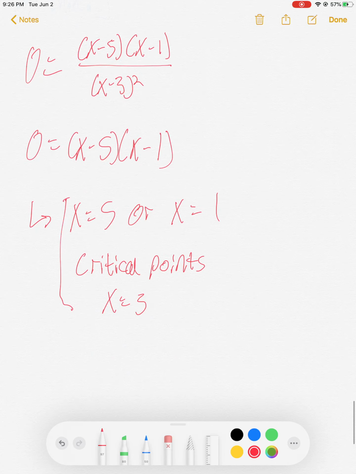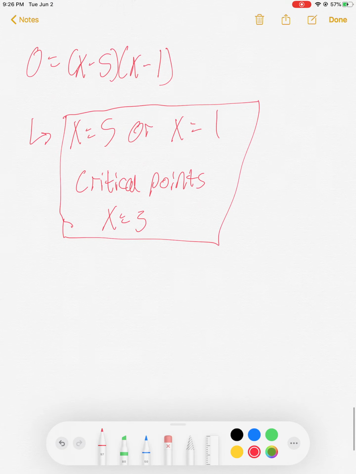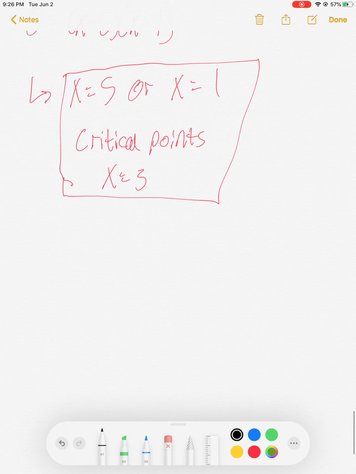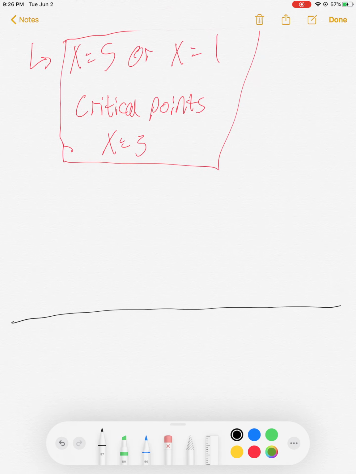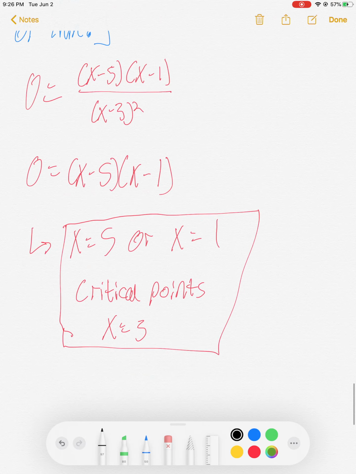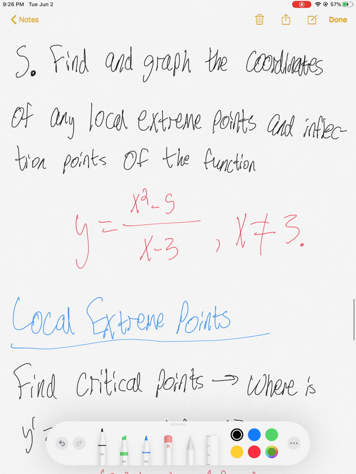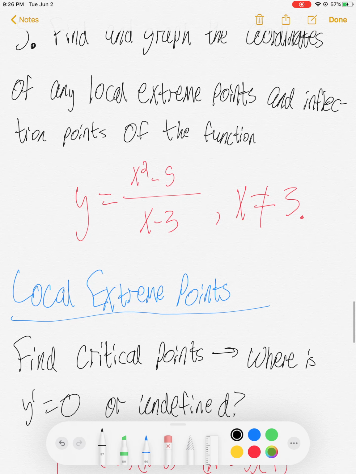So this gives us our critical points. We have these critical points, and x equals 3. These are all of our critical points. Remember, the critical points are where the derivative is undefined or 0. So that's why x equals 3 is also a critical point. So let's make our number line, and we want to label 1, 3, and 5.